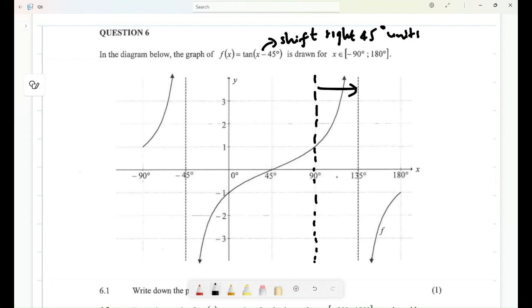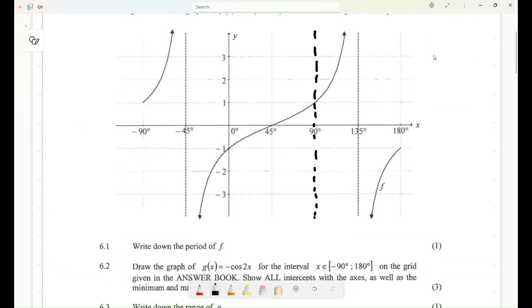Now, 90 plus 45 is 135. Similarly, it was supposed to be here at negative 90. Now it shifted 45 degrees to the positive, which is negative 45. Can you see that? I believe you are following. I hope you are following. Now let's try to answer the questions that follow.